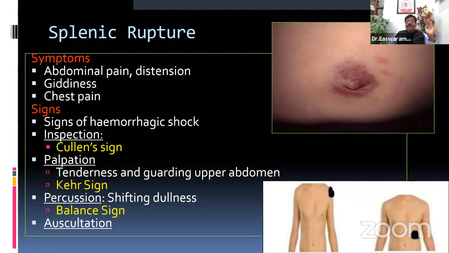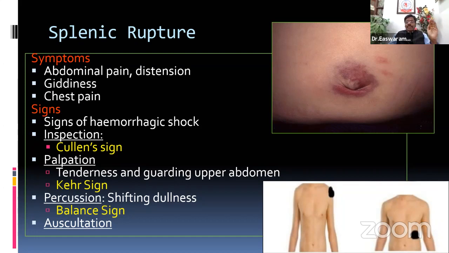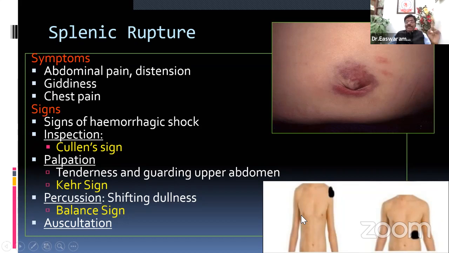What will you examine in a splenic rupture patient? When you see a patient with significant bleeding because of splenic rupture, the patient will be having a hemorrhagic shock. Very important. The patient will be pale and hypotensive. On inspection, occasionally they can have a Cullen sign, ecchymosis in the umbilicus.